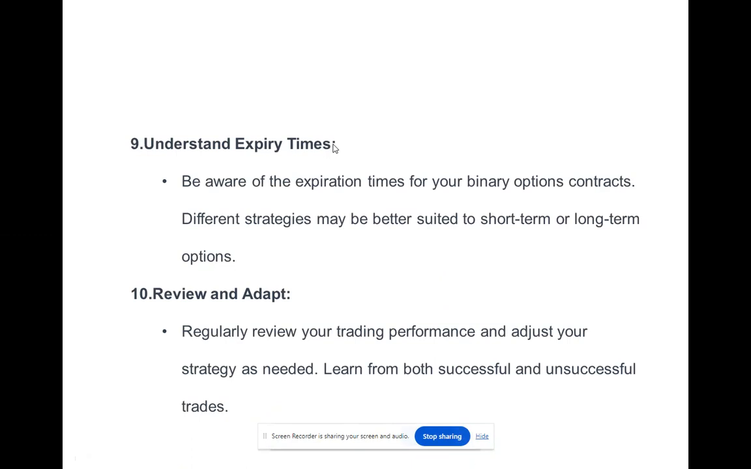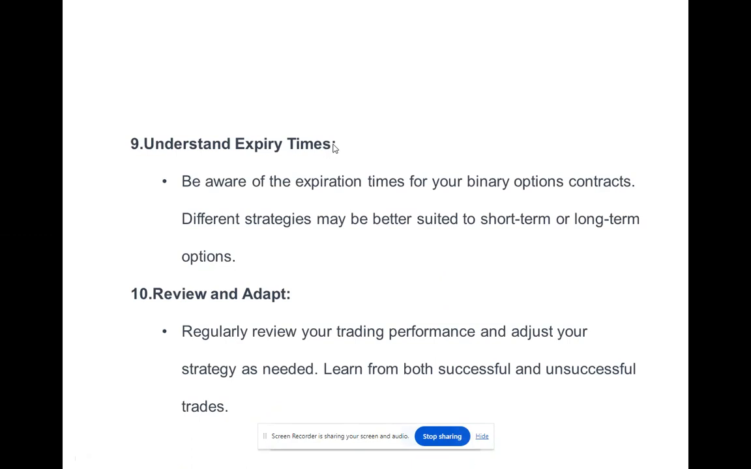Just like the strategy I'm going to show you this week. Let's assume it can be maybe on Tuesday or Wednesday. I'm going to show you a strategy that you can apply in your trading. Because there are some strategies that need a 5 minute, 2 minute, or 3 minute expiry time, even 10 minutes or 15 minutes. There are some strategies that require that. You must understand the expiry time.